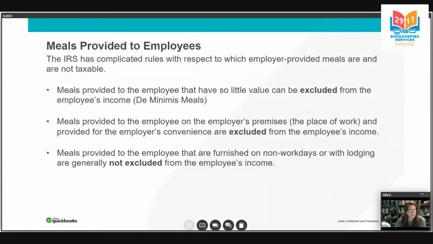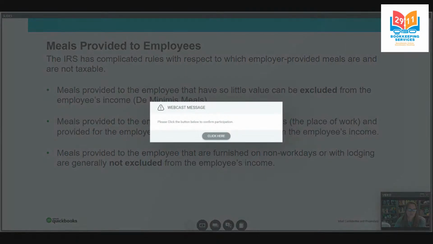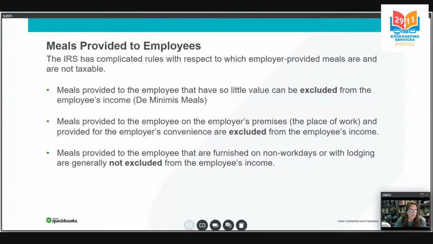Meals provided. The IRS has pretty complicated rules with respect to employer-provided meals, which are taxable. Again, I'm not going to go into this. This is one of those things where you have to really look it up. So meals provided to the employee that have so little value can be excluded from the employee's income. Meals provided to the employee on the employer's premises for the employer's convenience are excluded. Maybe it's super busy season, so you as the employer have lunch catered in. That's excluded. You don't have to consider that income.